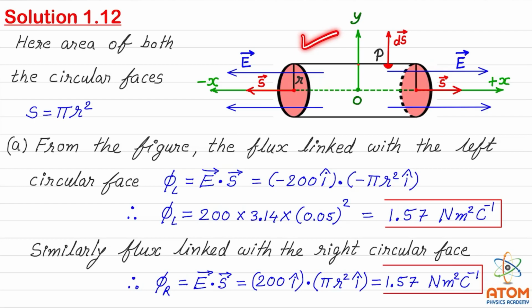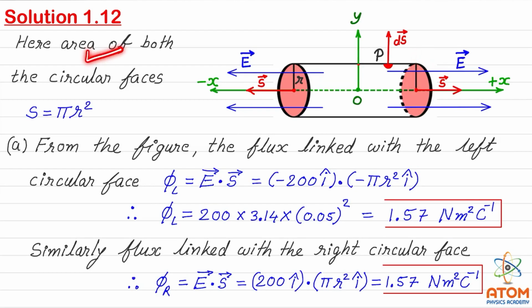Here is the figure shown. You can see this is the positive x direction, this is the negative x direction, and here is the origin. This is the cylinder. It is kept in such a way that its center comes at the origin as well as its axis on the x axis, and moreover the first side is at a distance of minus 10 centimeter and the second side is at a distance of plus 10 centimeter.